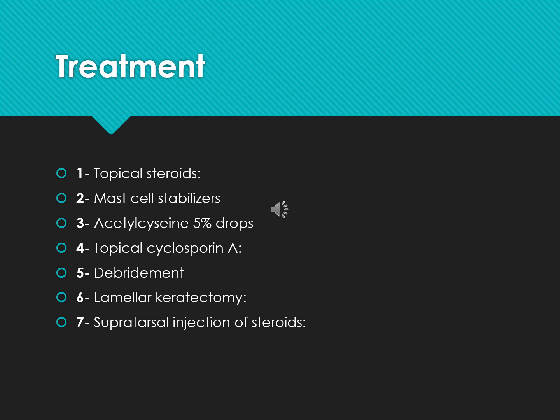Another type of treatment is supratarsal steroid injection, which we use for patients with giant papillae in an aggressive palpebral form who don't respond to conventional therapy. We can use supratarsal steroid injection with topical analgesic cover. Also, we can do debridement of the mucin plaque to enhance epithelial healing. Sometimes we also use amniotic membrane grafting or lamellar keratectomy for a patient with significant subepithelial scarring that affects the vision.